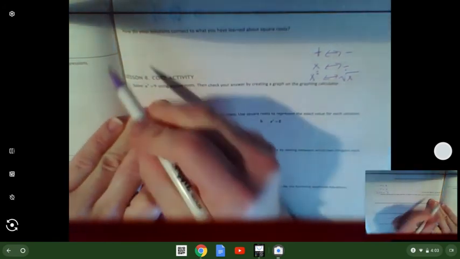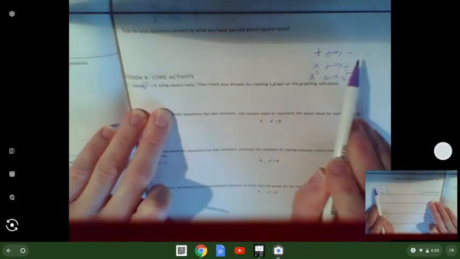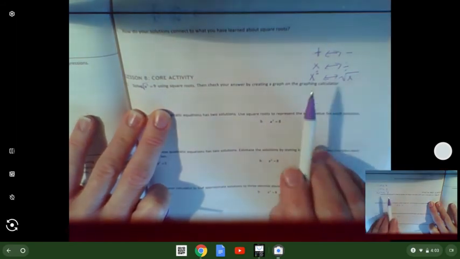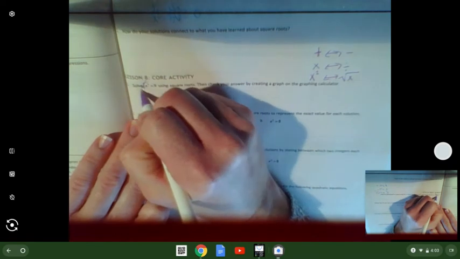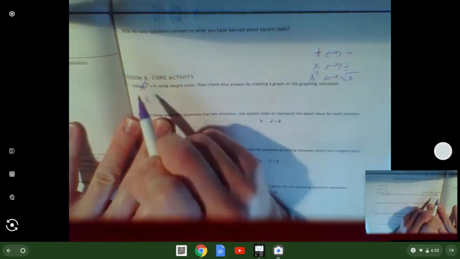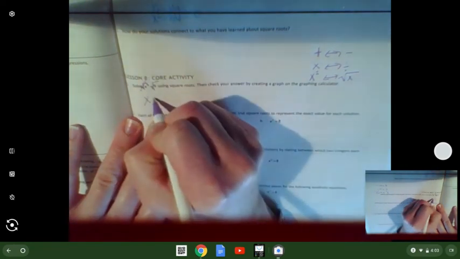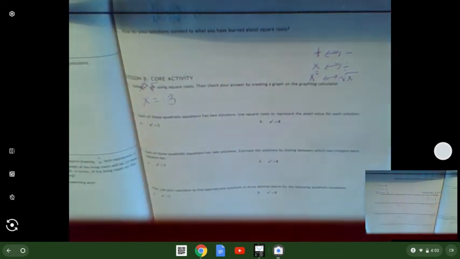Okay, so here we go. I see something squared. I'm going to square root it. We know adding cancels out subtraction as long as we're adding and subtracting the same number. Squaring and square rooting are going to cancel each other out. So they're going to cancel, leaving me with an x. We also know in solving an equation, whatever I do to one side, I do to the other. The square root of 9 is 3. Okay, that wasn't too bad at all, was it?